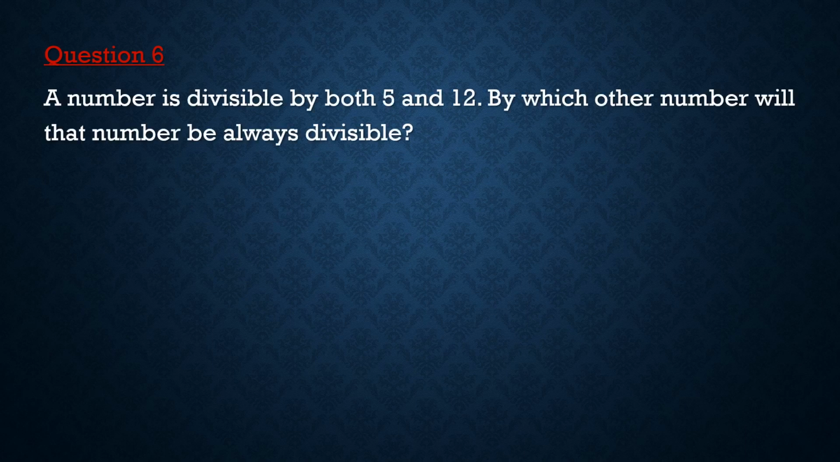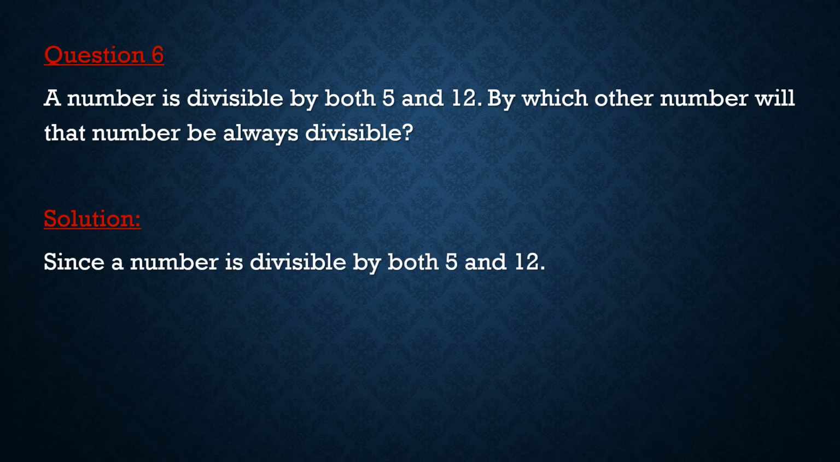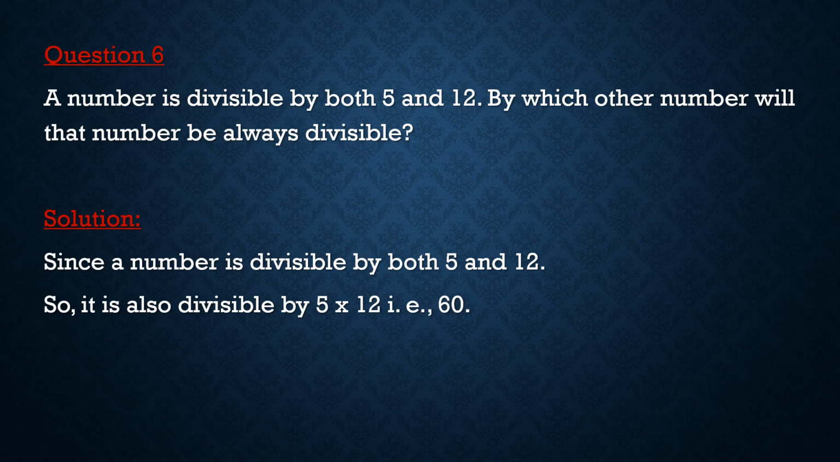Question number 6. A number is divisible by both 5 and 12. By which other number will that number be always divisible? Here, a number is divisible by both 5 and 12. So, it is also divisible by 5 into 12, that is 60. 60 is a common multiple of 5 and 12. So, if a number is divisible by 5 and 12, then it is also divisible by its common multiple 5 into 12, that is 60.